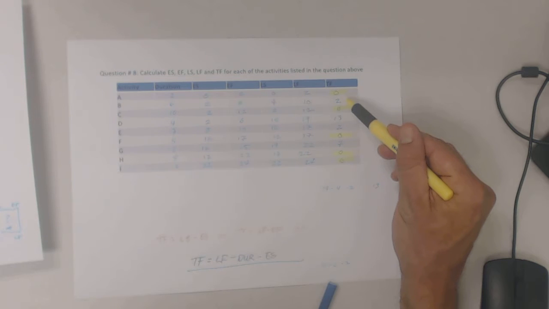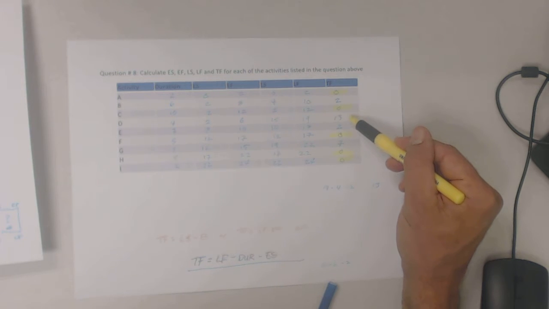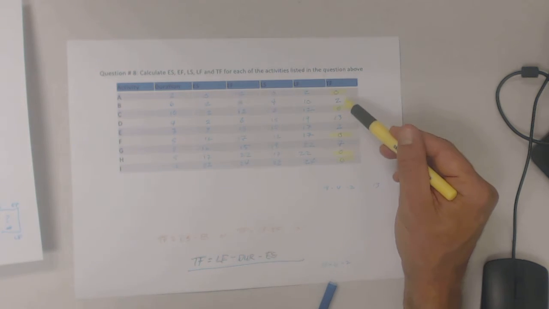These other activities, this activity B, I got about 2 days to play with on that activity before it becomes critical. Activity D, which I'll show you the diagram of in a second, I got all kinds of wiggle room to play with. I can put it off for a couple of days and it doesn't adversely affect the duration of the entire schedule at all. So 13 days float makes the activity a lot more flexible.